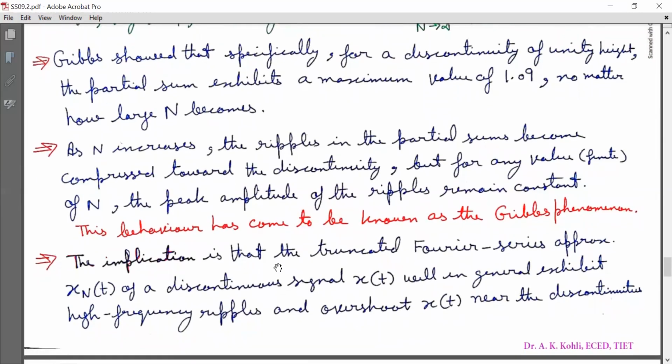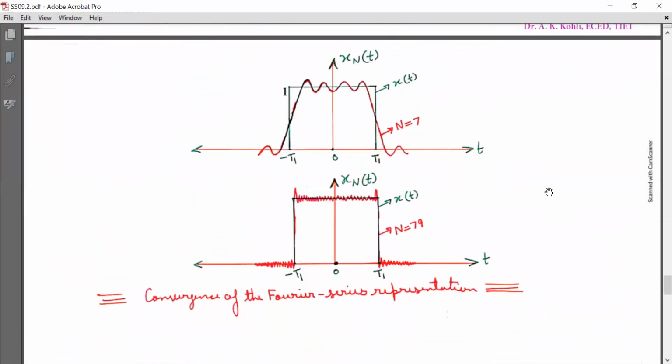The implication is that the truncated Fourier series approximation x_N(t) of the discontinuous signal x(t) will in general exhibit high frequency ripples and overshoot x(t) near the discontinuities. Now have a look. This is overshoot. These are the ripples. Here this is x_N(t) for N equal to 7. Here this is x_N(t) for N equal to 79. See the change when I have increased the value of N from 7 to 79. So this is the convergence of Fourier series representation.